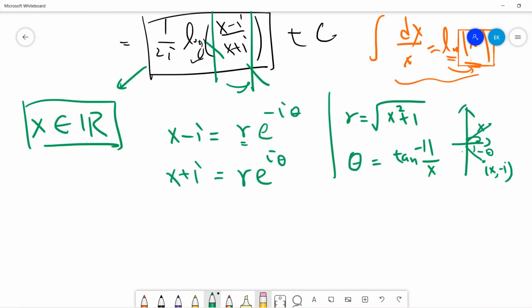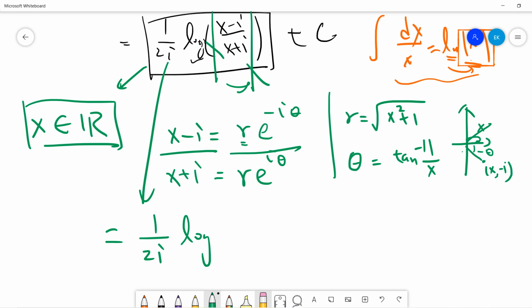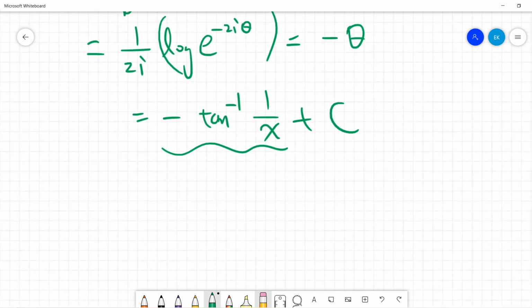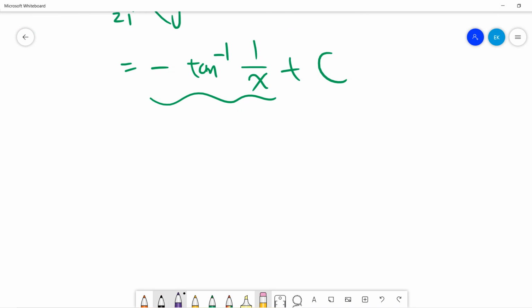So this expression can be easily shown as 1 divided by 2i log of the ratio. When you divide these two, r and r cancel, and you get exponential of minus 2i theta. So this part will be negative theta, and you get a negative arctangent 1 over x plus some constant. This is the final result.